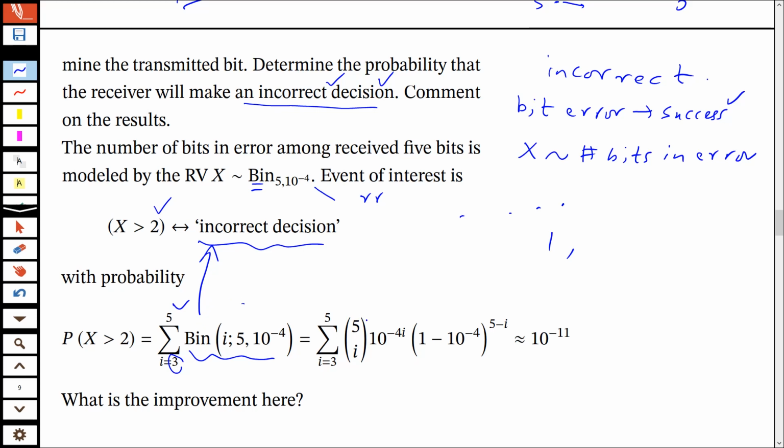non-errors. And if I add this up, make the calculations, I get a probability that is much, much smaller than the original probability, that was 10 to minus 4. So if I just send 1 bit, this is the probability of incorrect decision. But if I send 5 bits and then take the majority, I have reduced that bit error effectively to a much smaller probability. Of course, it will need more time, because you will have to send it 5 times, but you have improved the accuracy of the system.